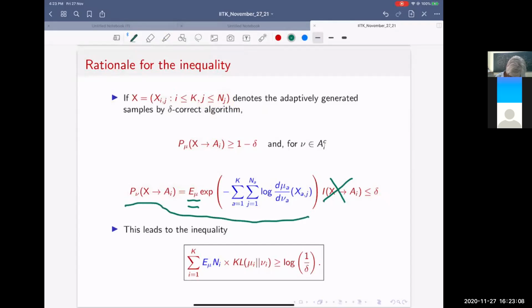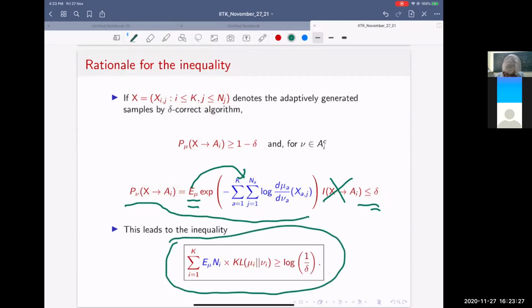Now if I apply Jensen's, I bring this inside here, because exponential is a convex function, I'll simply get a lower bound. Once I bring this here, that will have to be less than or equal to delta. So that gives me this inequality right here. It just follows from here. So is the logic clear? It's not that surprising. Any delta correct algorithm, by the guarantees it's giving you, must satisfy this inequality.